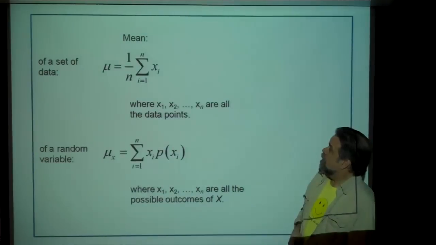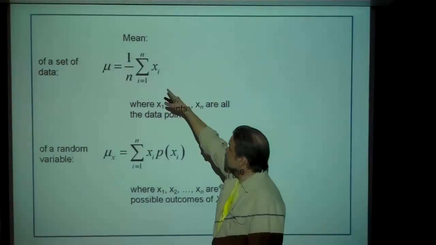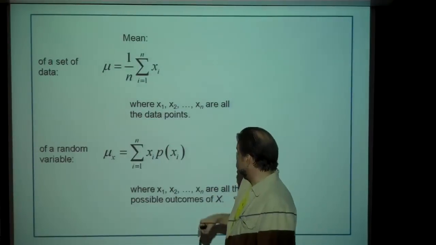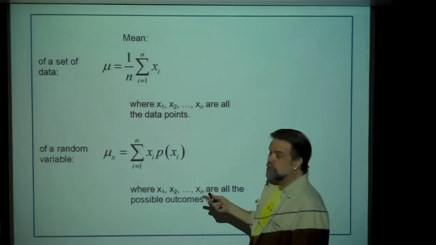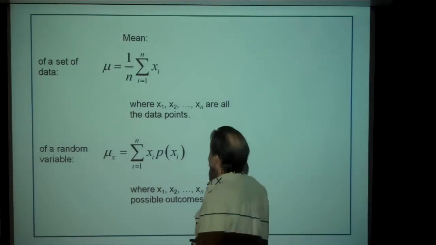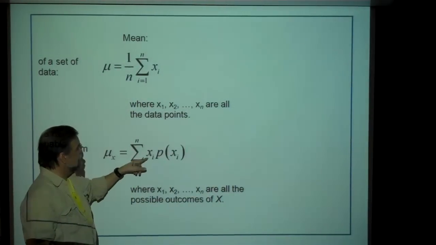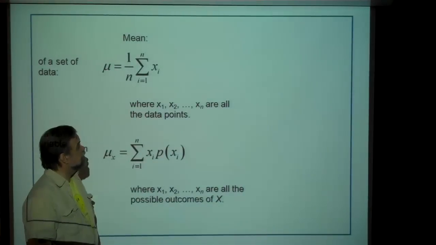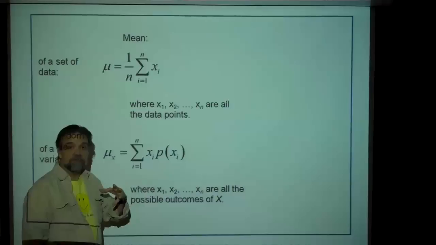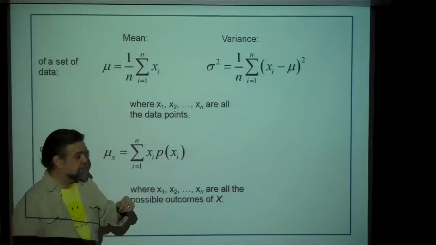So, let's just compare real fast. Here's the mean of a data set. Here's the mean of a random variable. And you can see really the only difference is over here, I'm summing them up and dividing by n, whereas over here, I'm summing up the possible values times the probability of that occurring, okay? Well, the way that you calculate the variance of a random variable is actually really, really similar, okay?